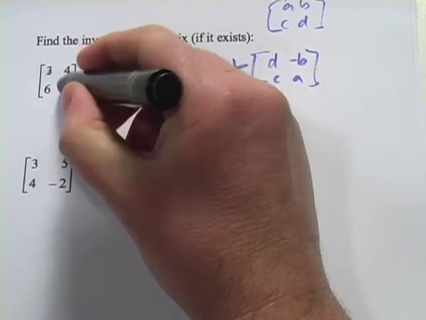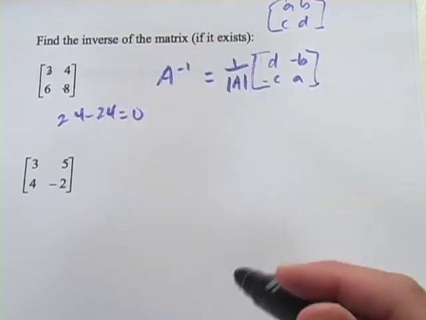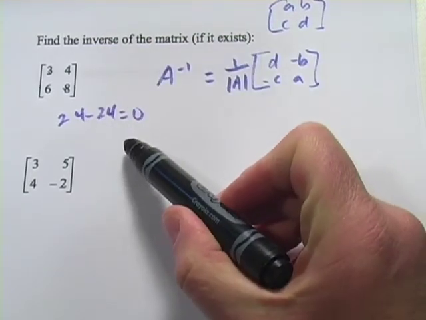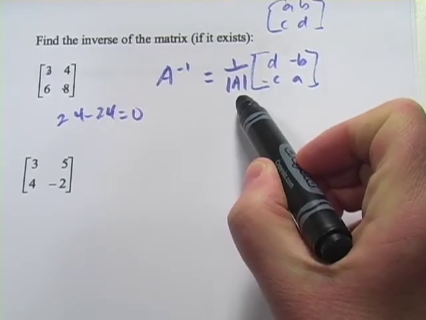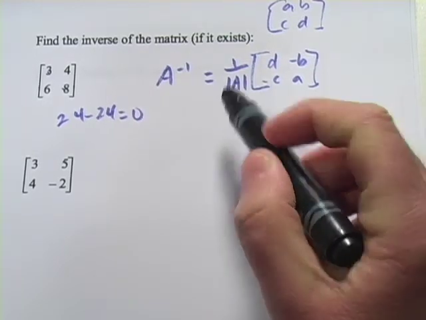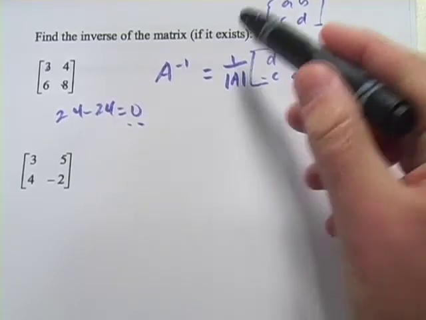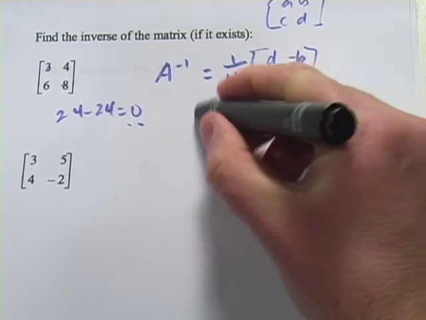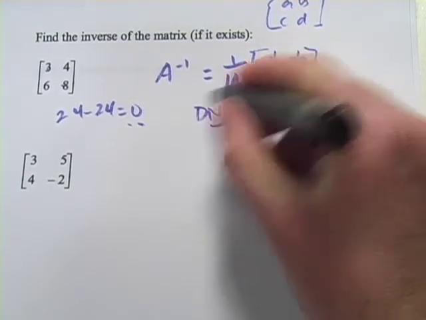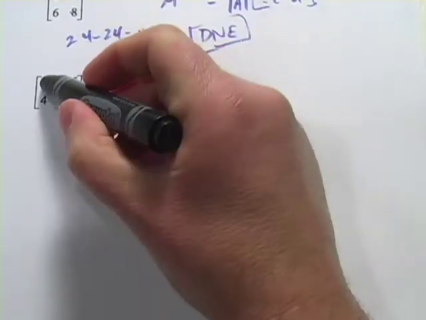So 3 times 8 is 24, minus 6 times 4 is 24, and that equals 0, and uh-oh, at this point we need to stop because we have a division by 0 problem. And what this means is that if the determinant of your matrix is 0, an inverse does not exist. So you can just stop right there and say that it does not exist. Let's try this next one. So let's figure out our determinant.